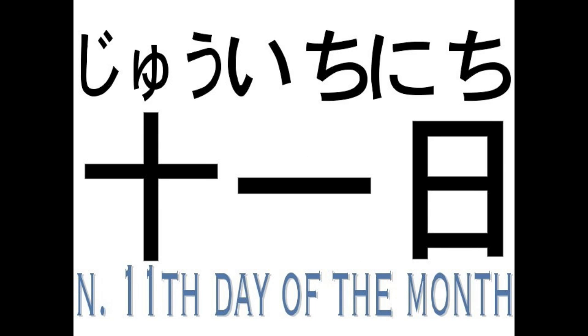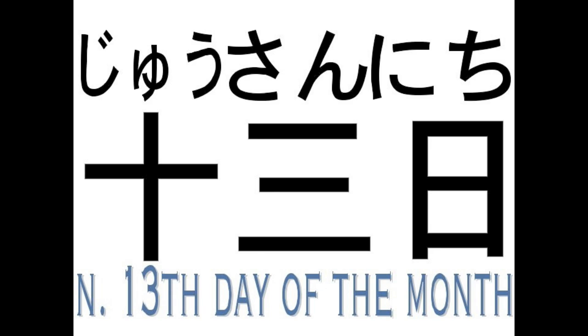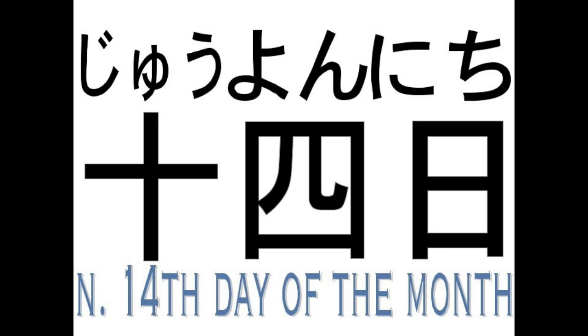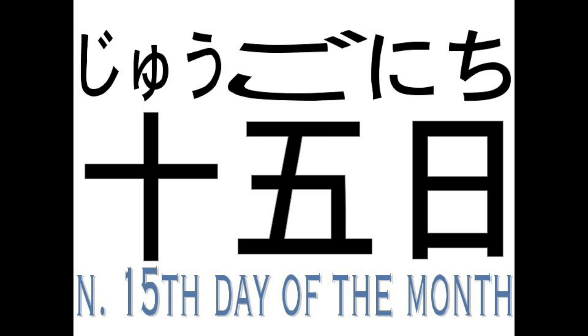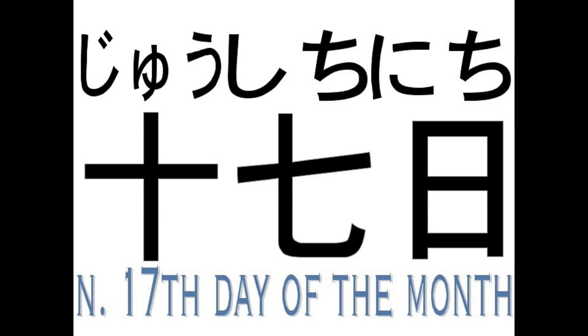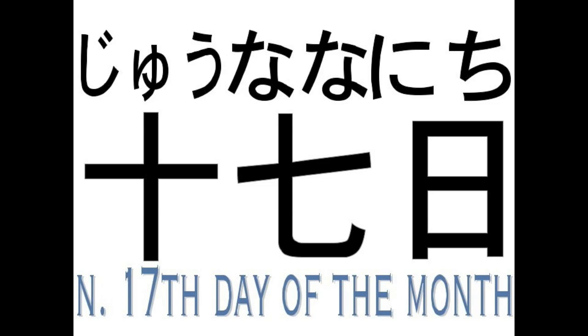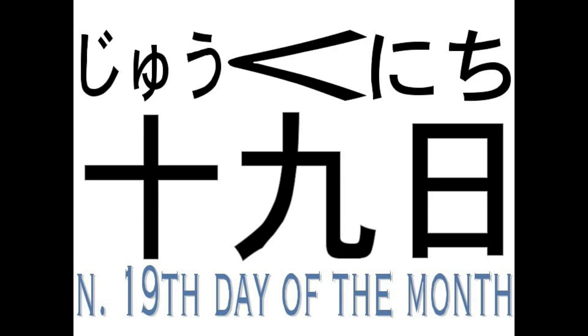The 11th day of the month is Juichinichi. The 12th day of the month is Juninichi. 13th day of the month is Jusanichi. The 14th day of the month is Juyonichi or Juyokka, reverting it back to its other form. The 15th day of the month is Jugonichi. The 16th day of the month is Jurokunichi. The 17th day of the month is Jushichinichi or Junananichi. The 18th day of the month is Juhachinichi. The 19th day of the month is Jukunichi.